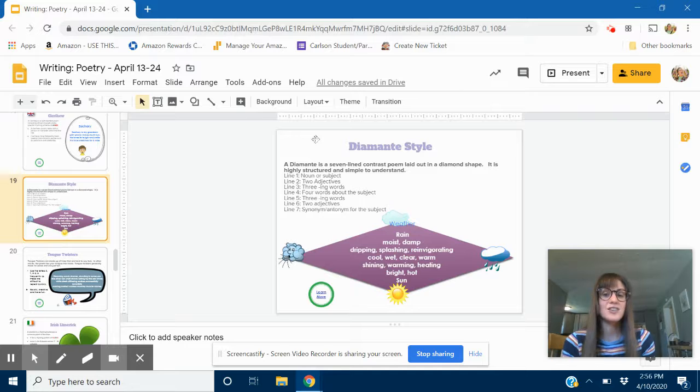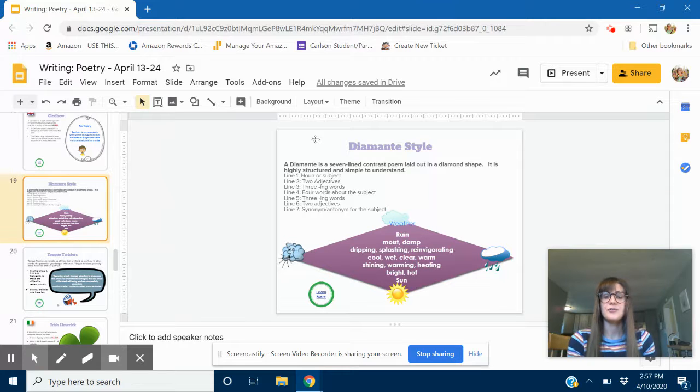Line 3 has 3 ing words. Line 4 has 4 words about the subject. Line 5 has 3 ing words. Line 6 has 2 adjectives, and line 7 has a synonym or antonym for the subject. So it can be a synonym. I believe it can be a synonym or an antonym, but I think it's usually an antonym.